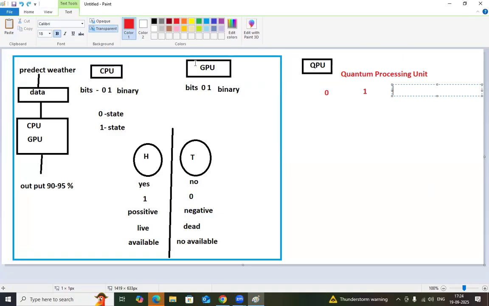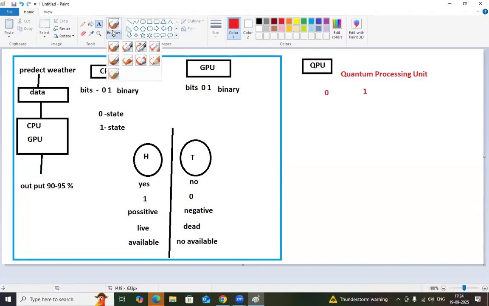How to write it down? Let me take a brush here, then I can spell. So it may be 0. The computing process goes with 0, or the computing process goes with 1, or the computing process goes with the combination of 0 and 1. So this is the position.